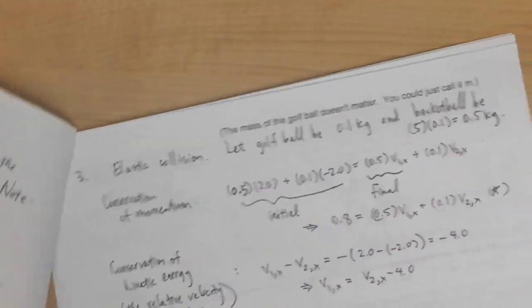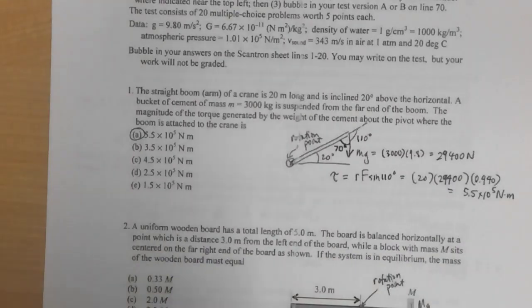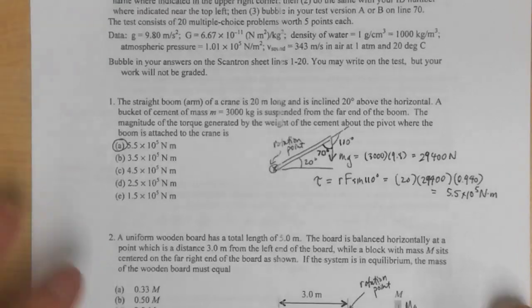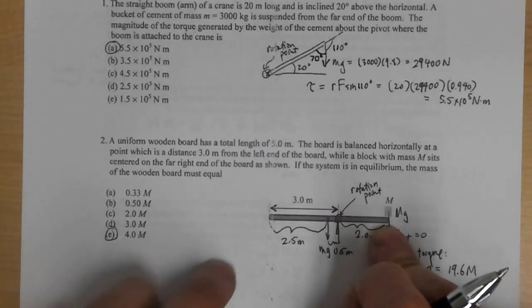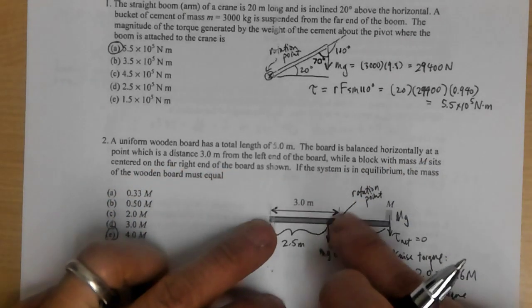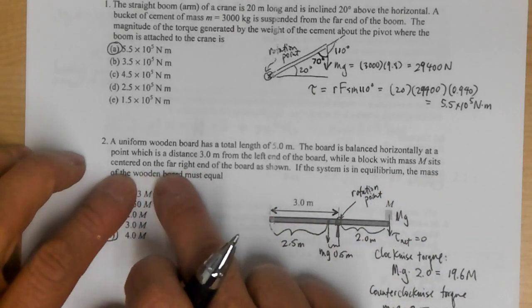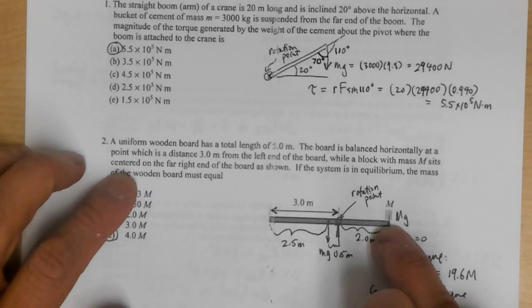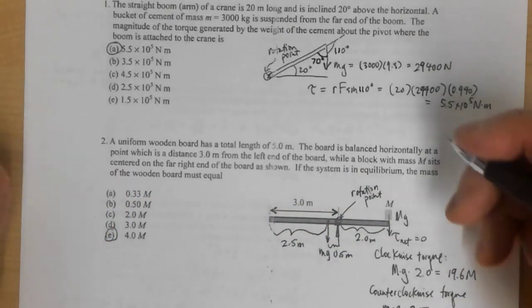The next problem is 3G number 2. Another equilibrium problem. A uniform wooden board has a total length of 5 meters. The board is balanced horizontally at a point which is 3 meters from the left end of the board, while a block with mass M sits centered on the far right end of the board as shown. If the system is in equilibrium, the mass of the wooden board must equal what?